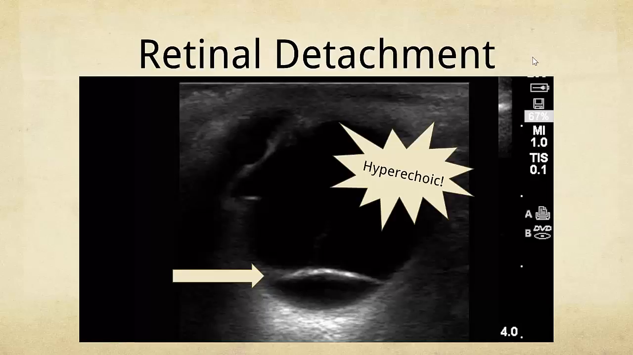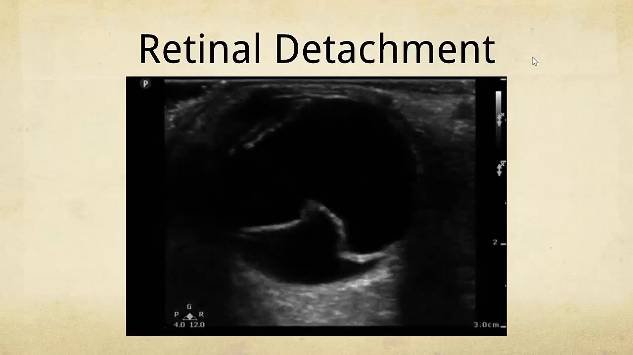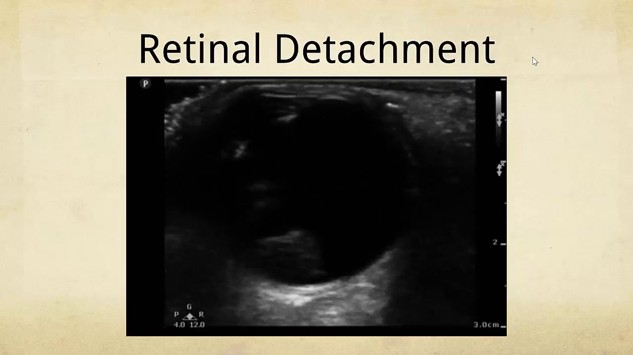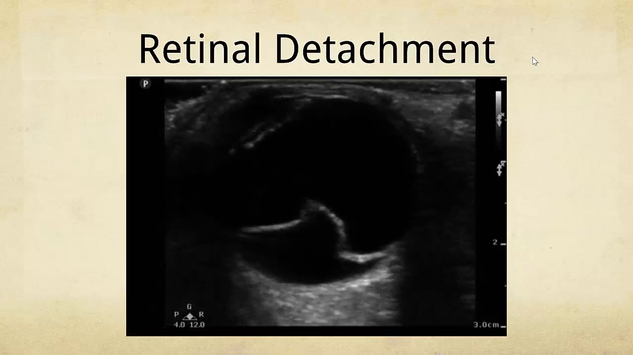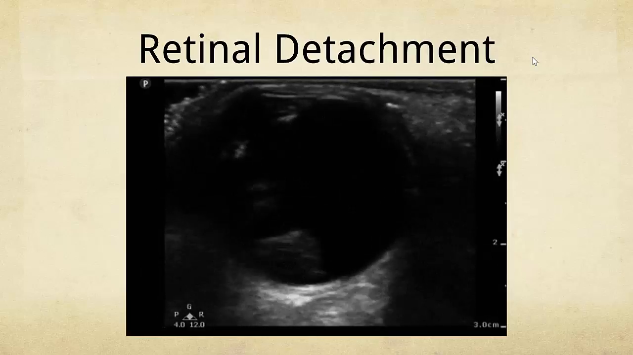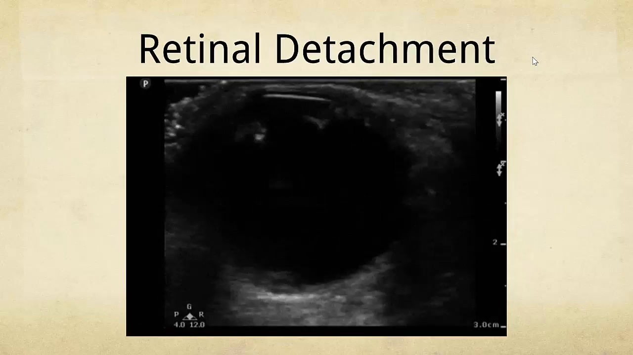And again, it's hyperechoic. Here's a nice little video. So you can see there that membrane has just kind of floated up, but again, is still attached at the two endpoints. And so that's going to help you differentiate it from vitreous hemorrhage.